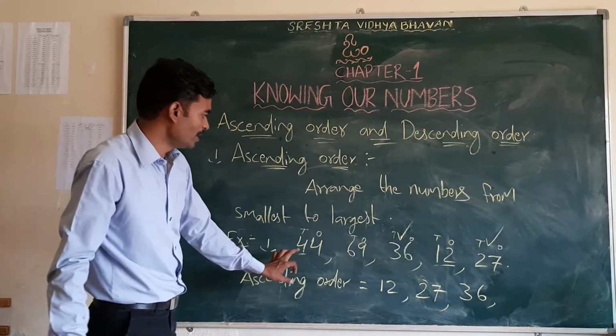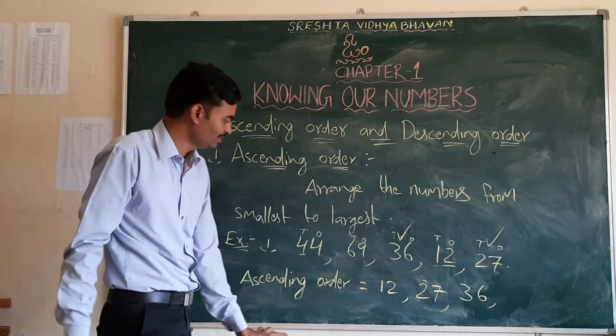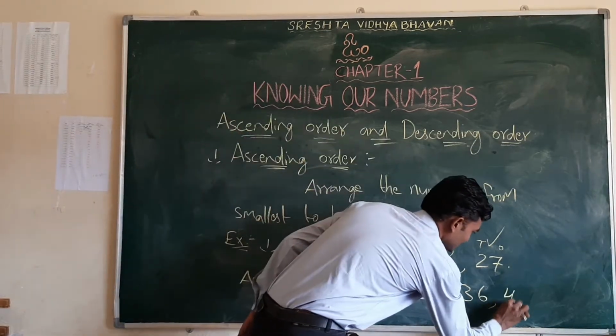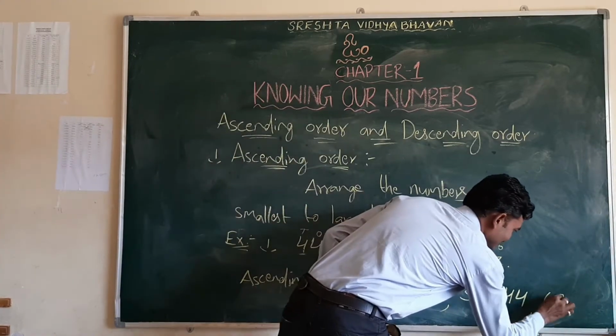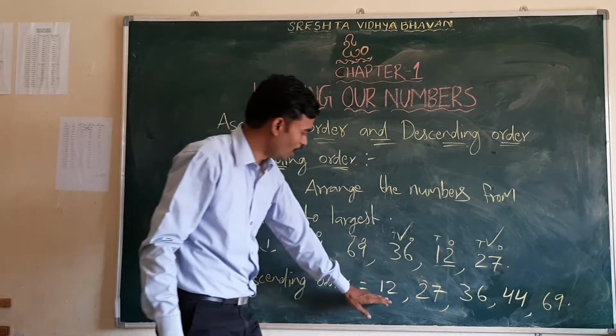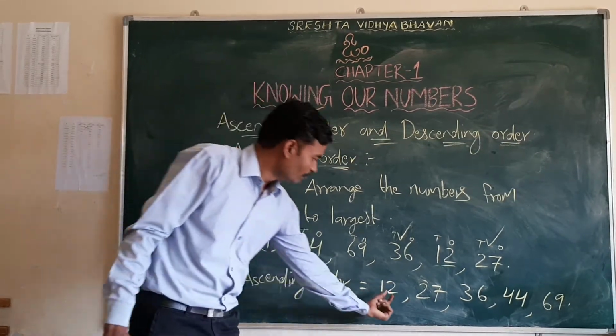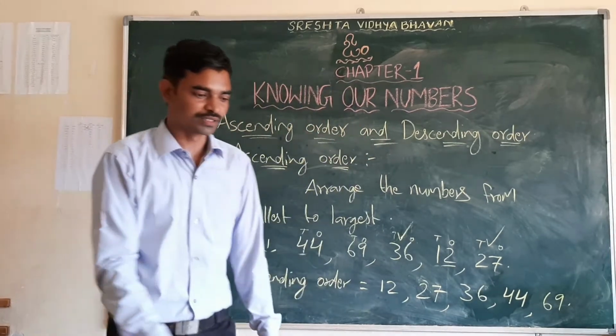And next one, what is the smallest number? Remaining 2 numbers, that is 44 and 69. That is, 44 is the smallest number. And the last number is 69, the greatest number. Now we have to arrange in ascending order, from smallest number to greatest number.